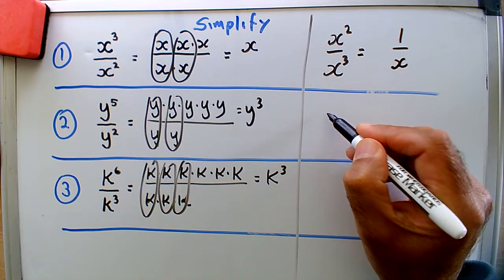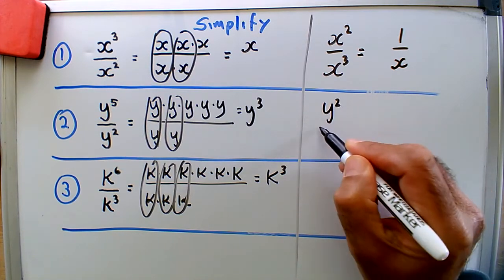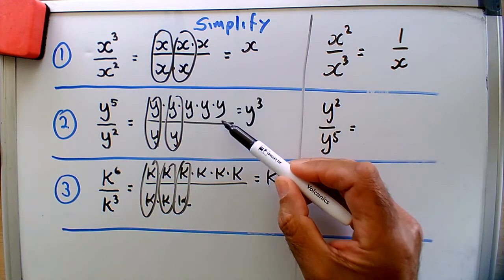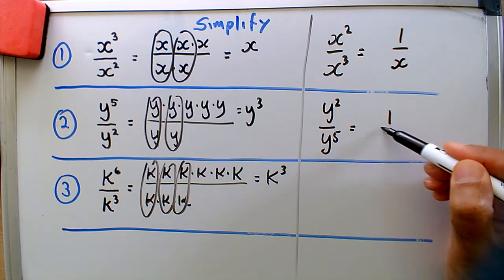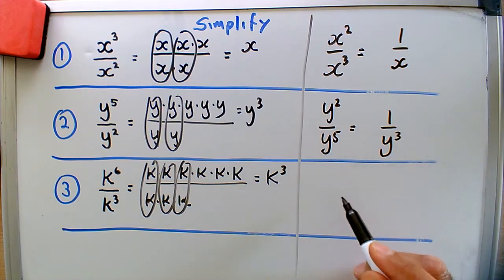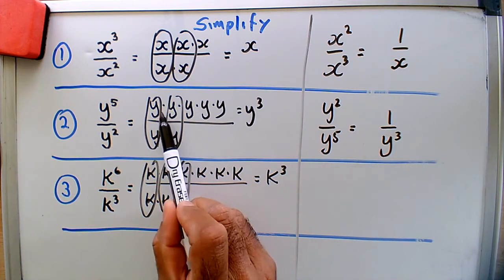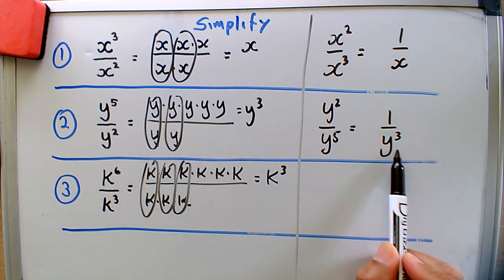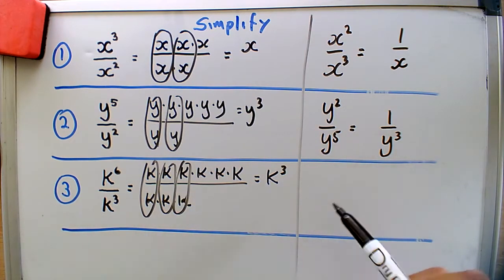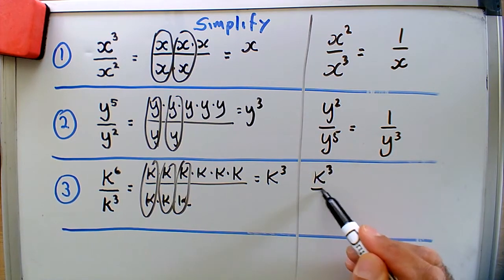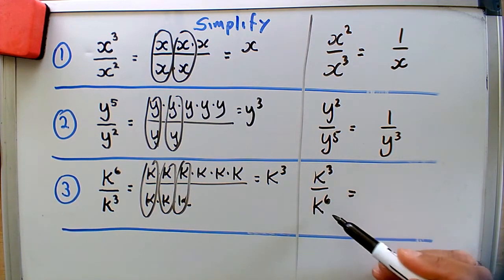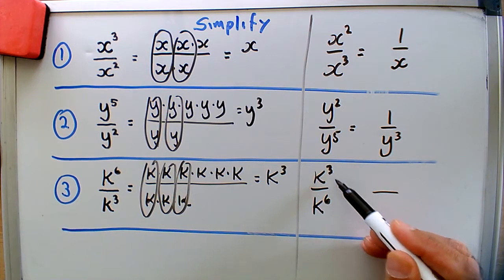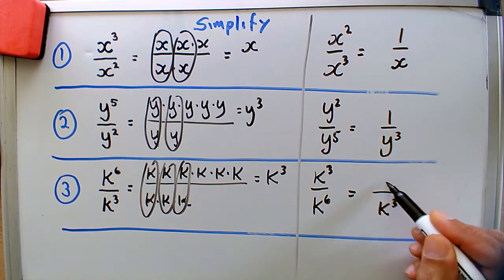Over here, if I had y to the power of 2 on top, y to the power of 5 on the bottom, you just turn these over, and you'd have 1 over y cubed. So you'd have y cubed on the bottom, because there'll be 5 of them on the bottom and 2 on top, so 2 of them will cancel with 2 of them, and you're left with 3 on the bottom. Over here, if I had k to the power of 3 on top and k to the power of 6 on the bottom, well, I'm going to have something on the bottom because there's more on the bottom, and simply take 3 away from 6, k to the 3 on the bottom.